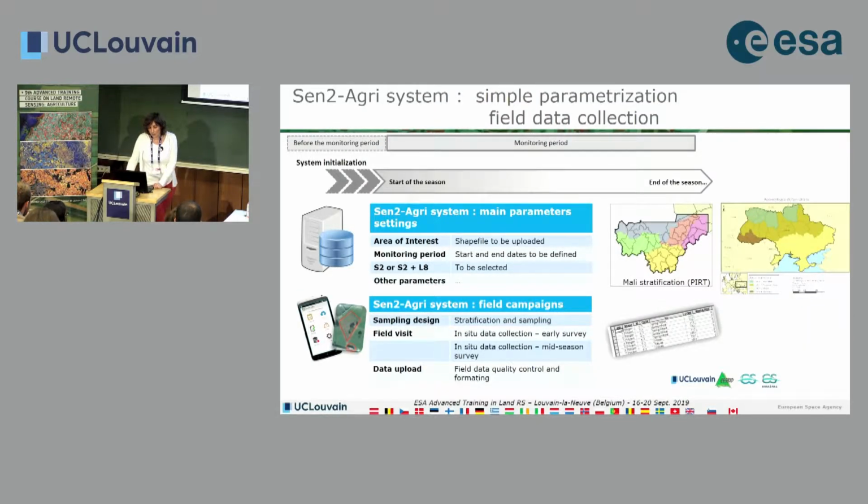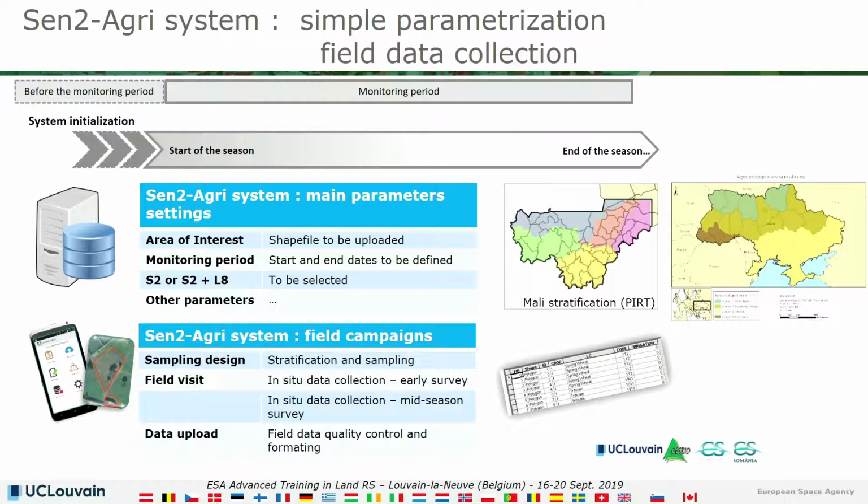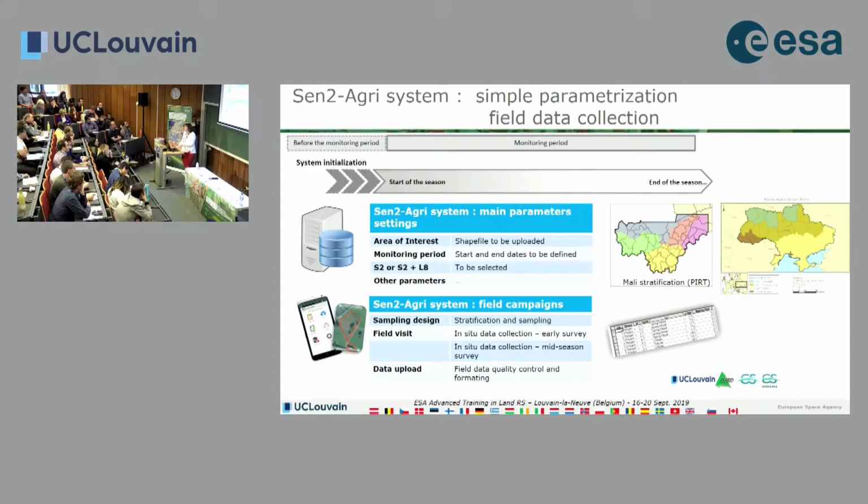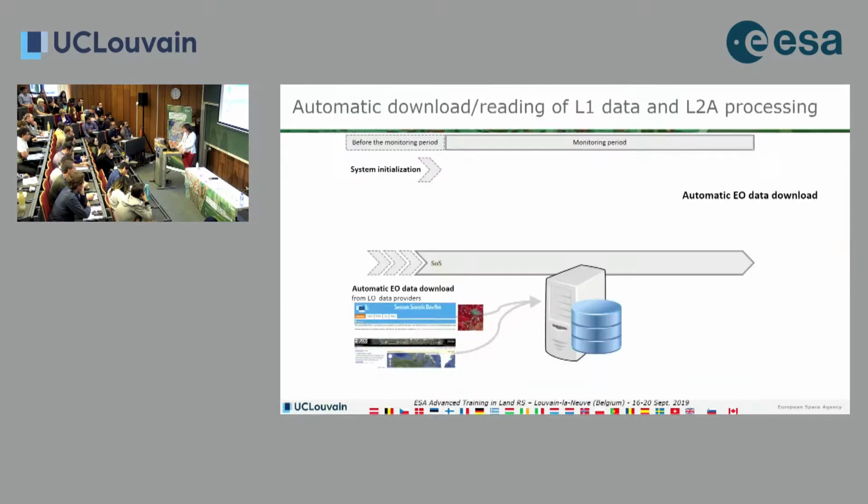Before the season, you need to initialize your system. You need to define the area of interest, which is one shapefile, and the monitoring period. Decide if you want to work with Sentinel-2 only or also with Landsat 8. If you are working at national scale, we recommend adding a stratification, so as not to work at the full scale. And then you also need to anticipate a little bit that for the crop type and possibly for the crop mask, you will need field data. So this is the time to design the campaign, or the data collection, let's say.